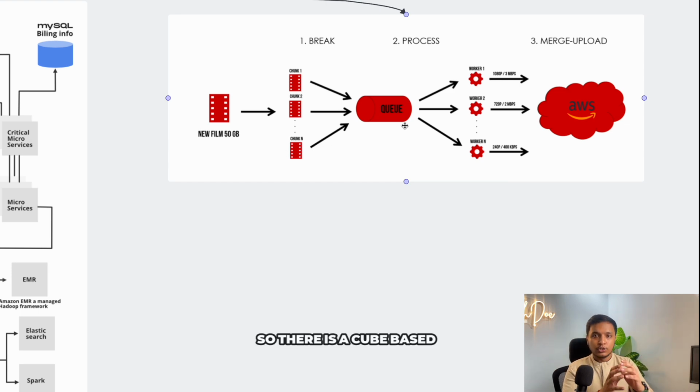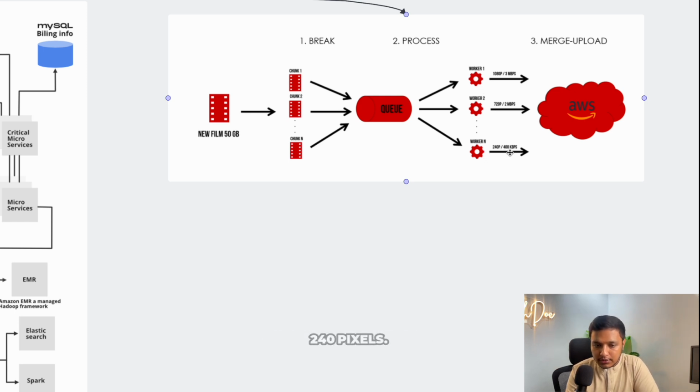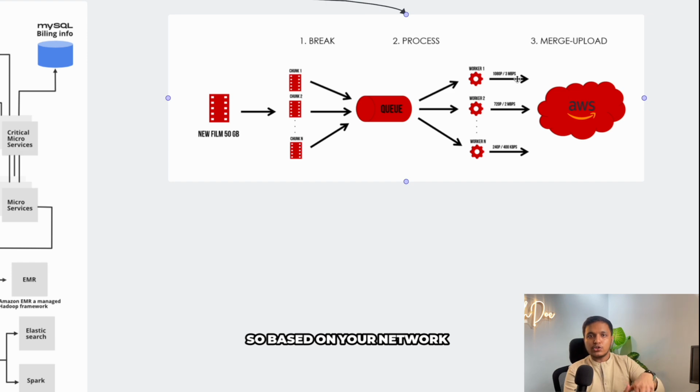Then it goes to the queue. There is a queue-based system, say Amazon SQS. You pass all the jobs to the queue. Workers are the services that take up the jobs one by one. Worker 1 would take one job, worker 2 would take another job, and they will complete it job by job. There is a worker for 240 pixels, and based on your internet speed: 240 pixels 400 kbps, 720 pixels 2 Mbps, 1080 pixels 3 Mbps. Based on your network conditions, this queue, merge, upload is divided and saved to AWS, and then it is served to you. So it is not just plain and easy, but this architecture is amazing.